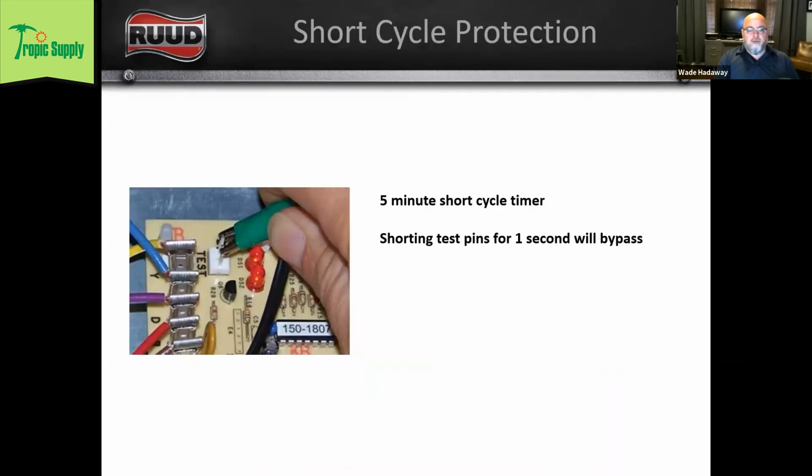So the board has a 5-minute short cycle timer. There's a 5-minute delay built into the board. Shorting the test pins together, and honestly, I don't like using an alligator clip for them. I like using a screwdriver and just putting it between them and sort of turning it at an angle to short the pins together. But you just short the pins together for 1 second, and you'll bypass that 5-minute short cycle timer.